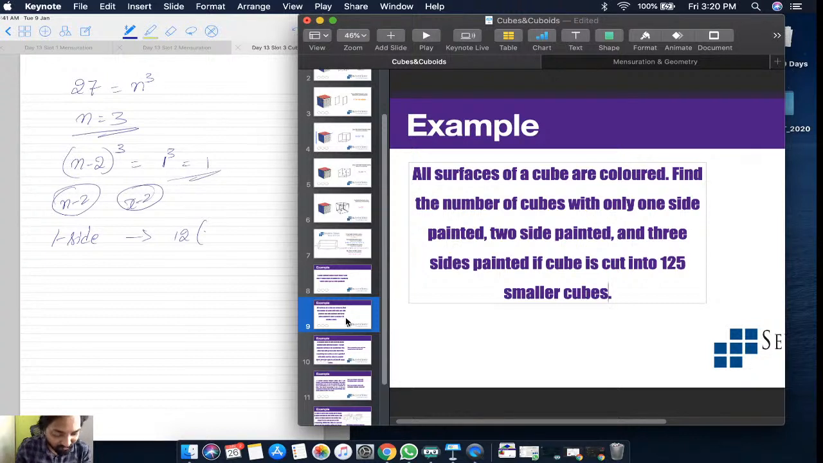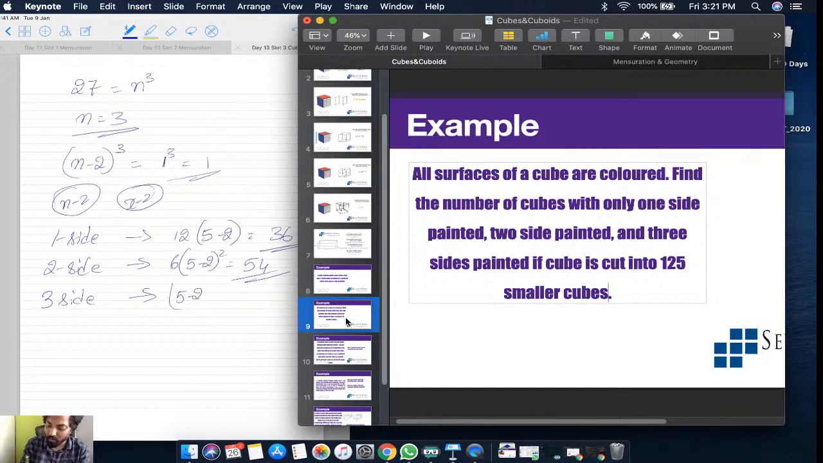Why is the answer 54, 36, and 8? How? Okay, 5 minus 2. One side painted is 36. Two side painted is 6 into 5 minus 2 whole square, that is 9 into 6, 54. Three side painted will be in the cube in the middle, that is 5 minus 2 whole cube, that would be 27.